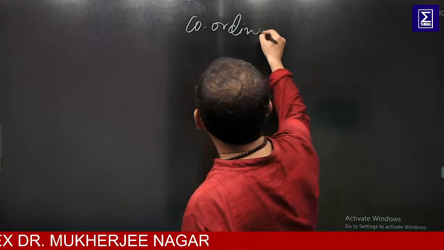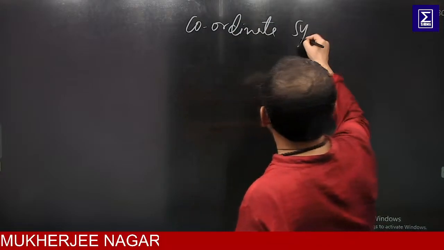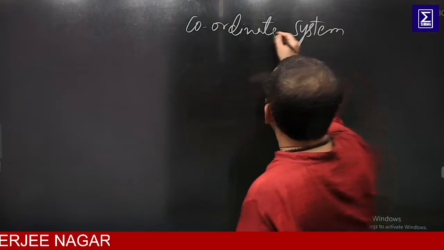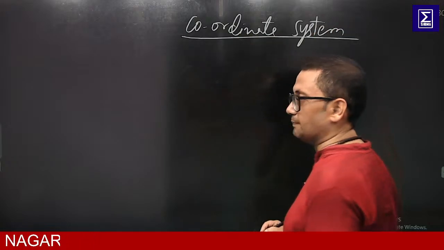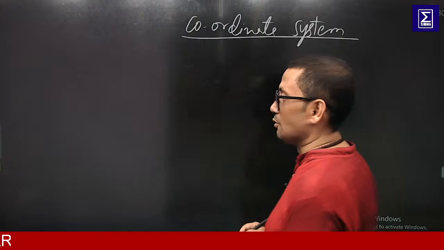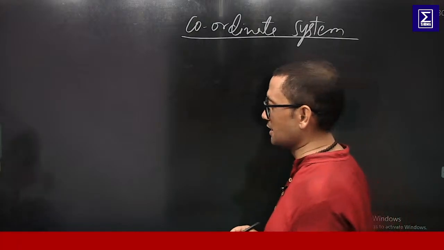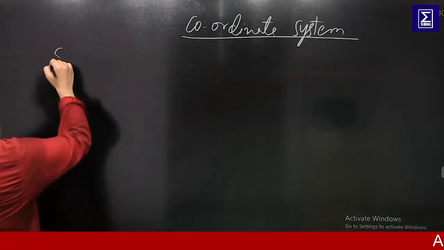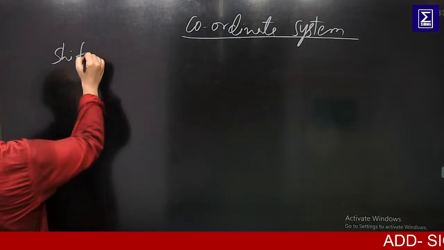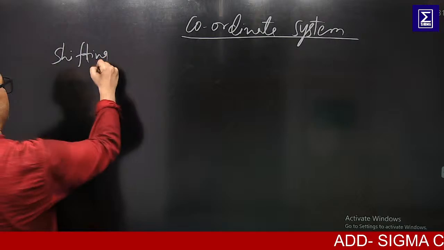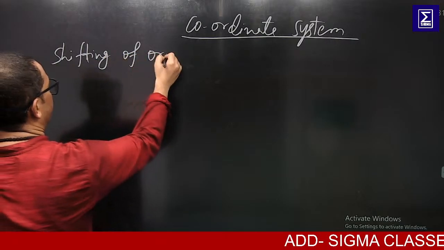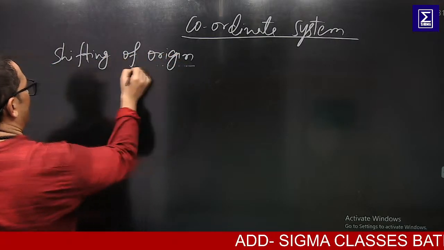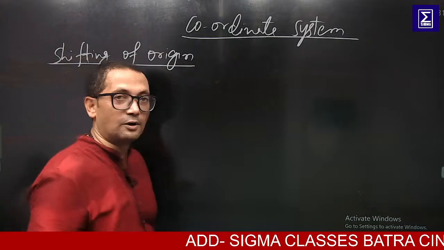So let us see coordinate system. So in coordinate system we have to know the shifting of origin and transformation of axis. So let's start with first shifting of origin. So what is shifting of origin?